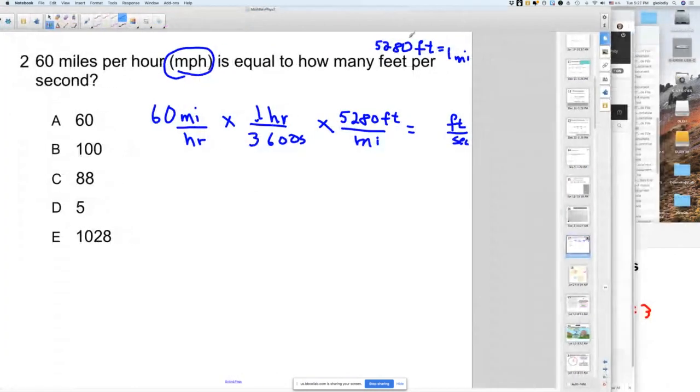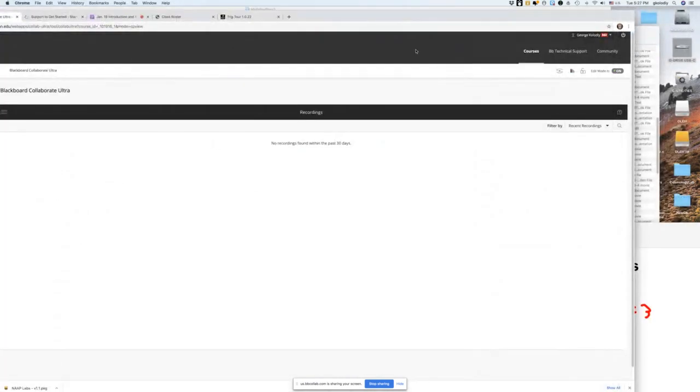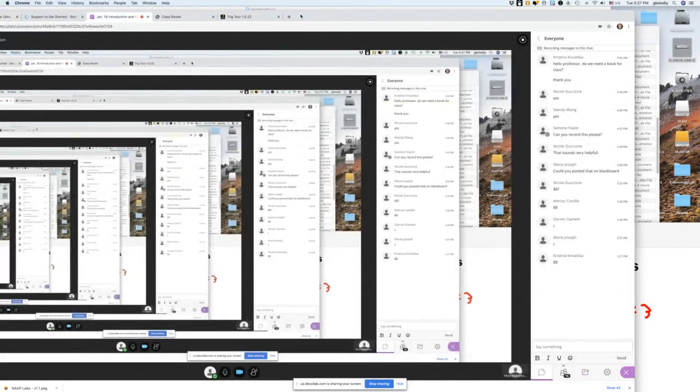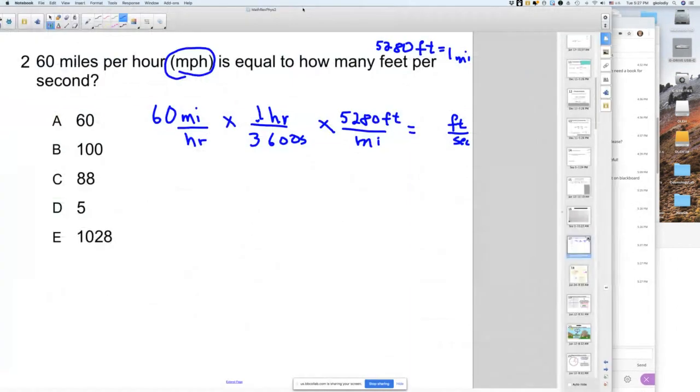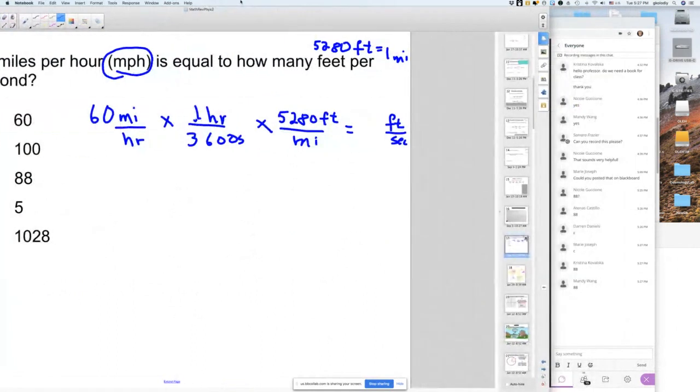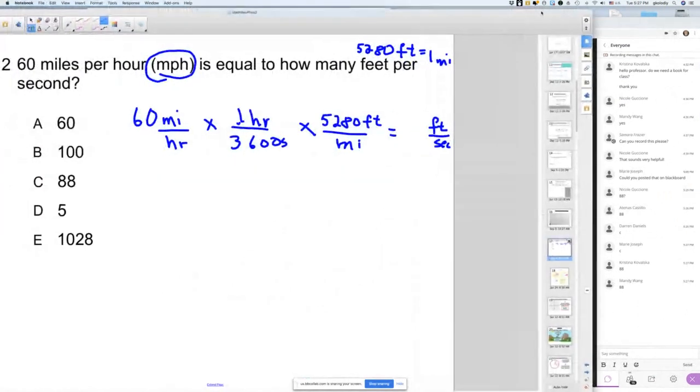Okay, so I'm going to sneak a peek at how you're doing. So the people answered, yes, you guys are right, 88 feet per second. Okay.